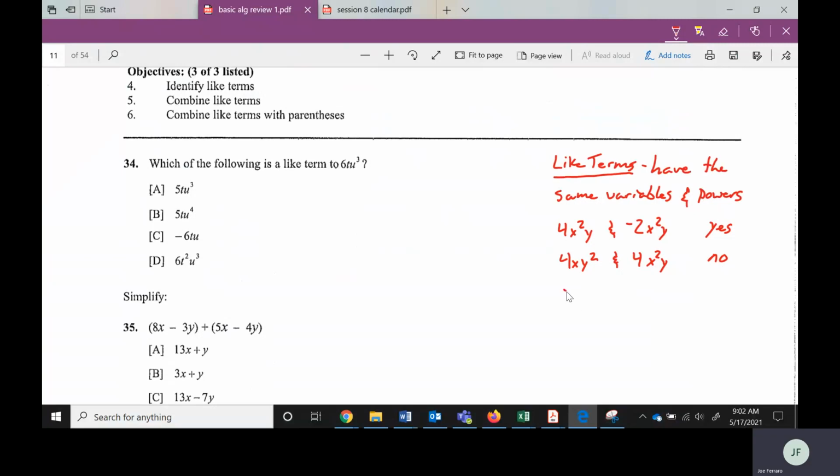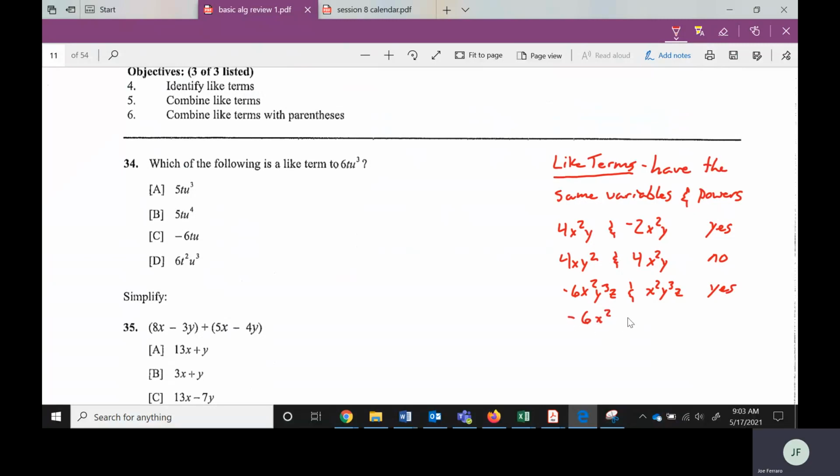Okay, a few more examples. Negative 6x squared, y to the third z, and x squared, y to the third z. This has a negative 6 in front, this has nothing in front, but that's okay. X squared, y to the third, z, those are all the same. So yes, those are like terms.